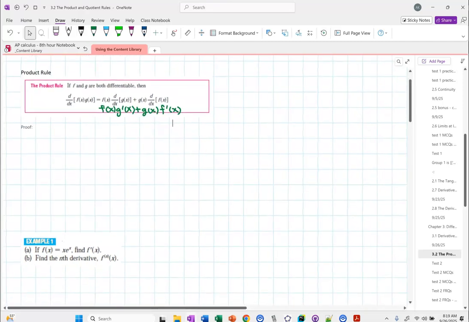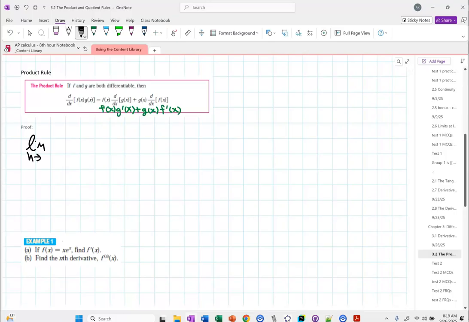So if I want to prove one of these derivative rules, I'm going to be using my limit definition for a derivative. Everybody okay with what I did there? So I'm taking the derivative of f of x times g of x. I'm going to have f of x plus h times g of x plus h minus f of x times g of x all over h.